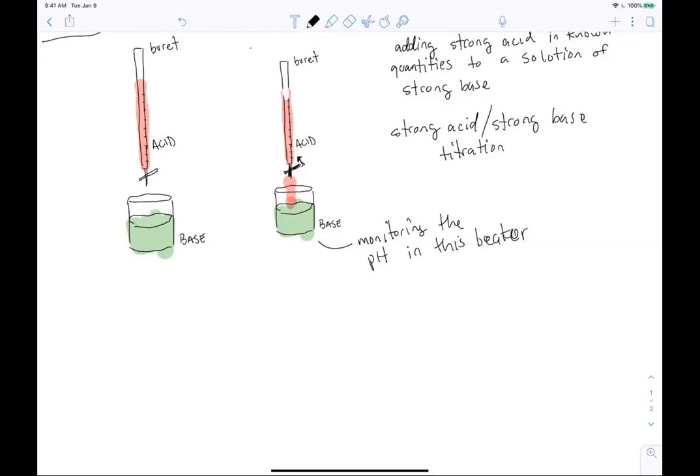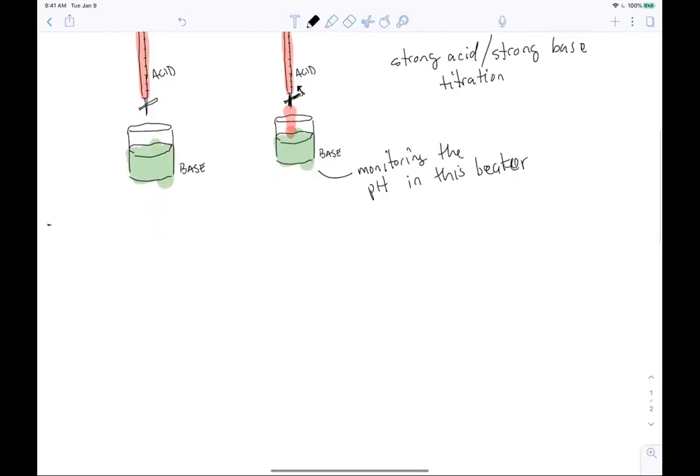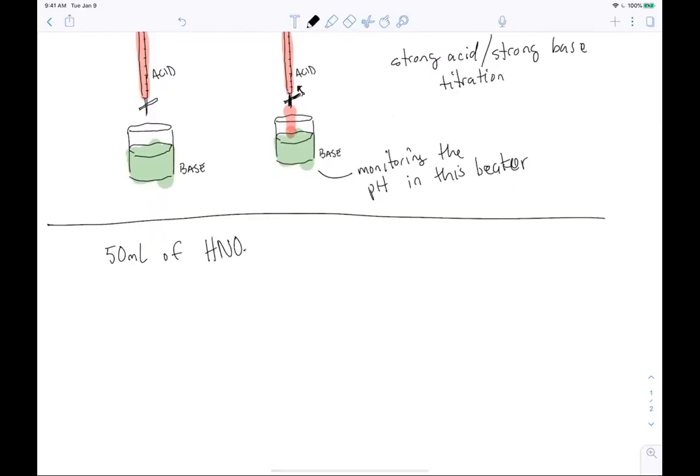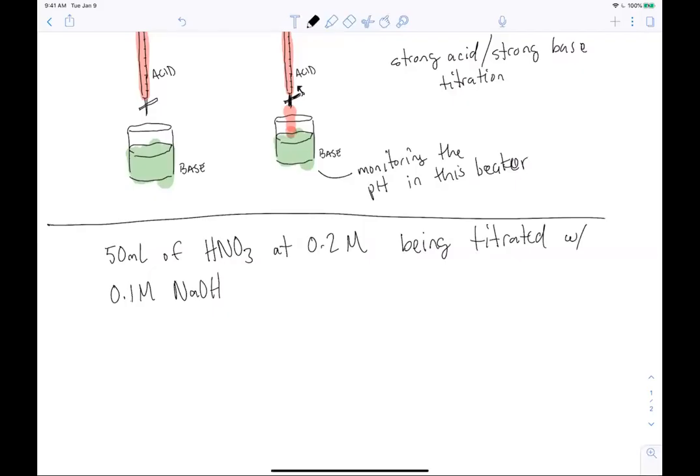So let's say we have 50 milliliters of nitric acid at a concentration of 0.2 molar, being titrated with 0.1 molar sodium hydroxide. And so we can look at the pH. We're going to look at the pH as we do this titration.